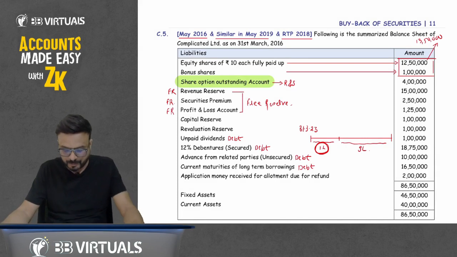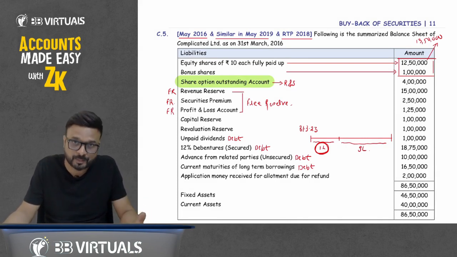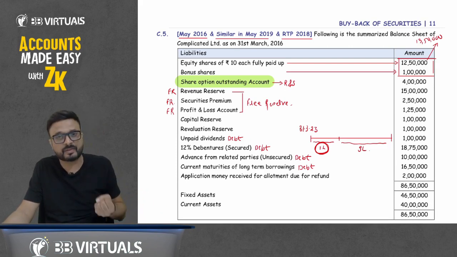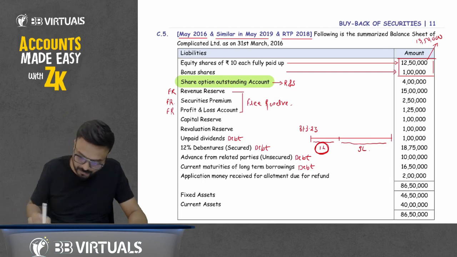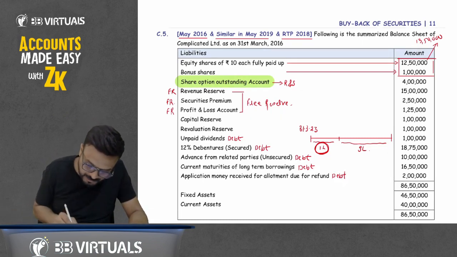Then application money received for allotment due for refund. So you have received the application money, but it is due for refund. Due for refund means the excess application money that we are liable to refund, repay. If we are liable to refund, then it is a liability for us. We are liable to pay. So all these points are related to debt.